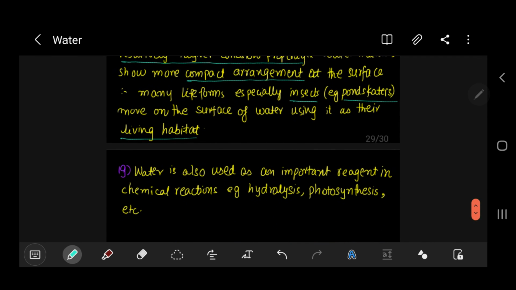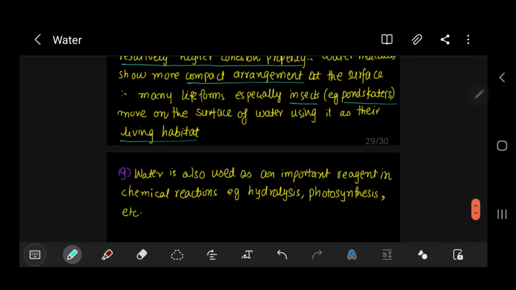Okay, moving on. Water is also used as an important reagent in chemical reactions. Reagent meaning reactants. For example, in hydrolysis we add water to break things down, and we also use water in photosynthesis, with carbon dioxide plus water forming glucose, etc.